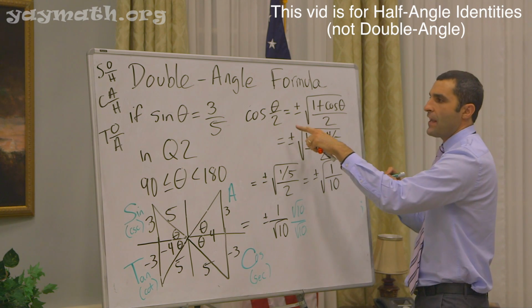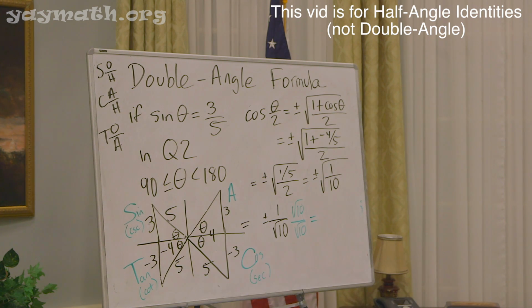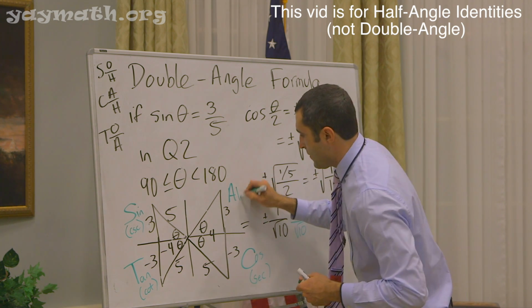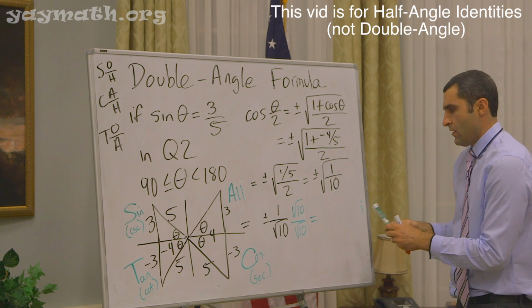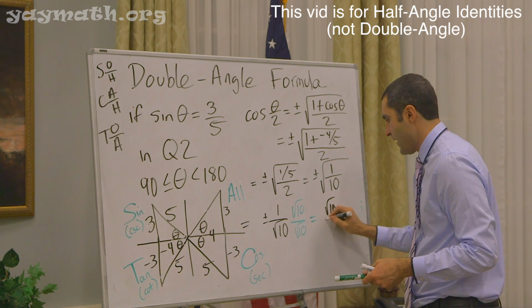Now cosine of half the angle. Half the angle is in which quadrant? Quadrant 1. Very good. So is it positive or negative? Positive. All trig functions are positive here. Good. 10 over 10. Very nice.